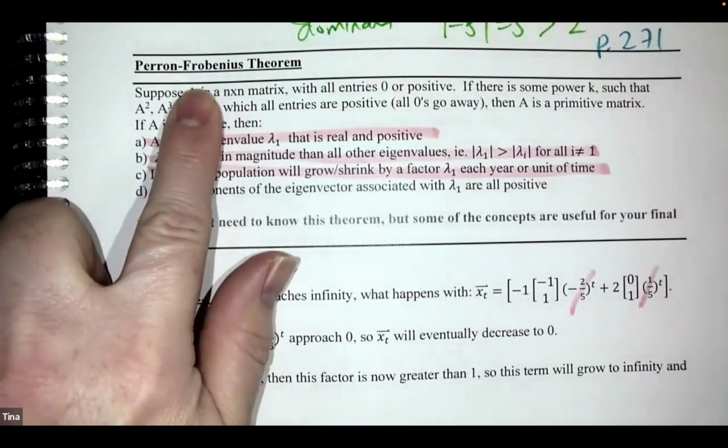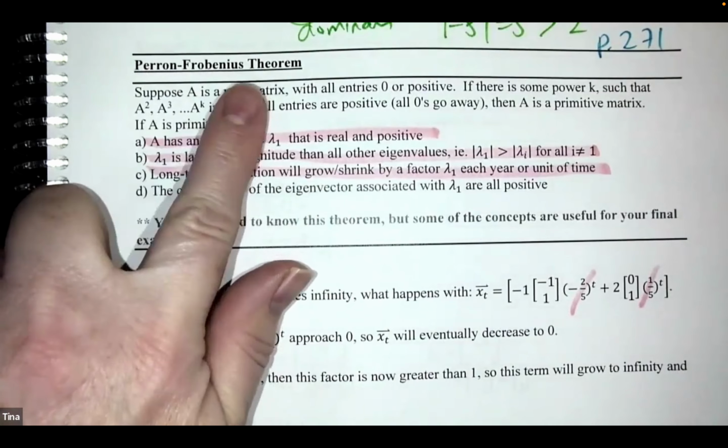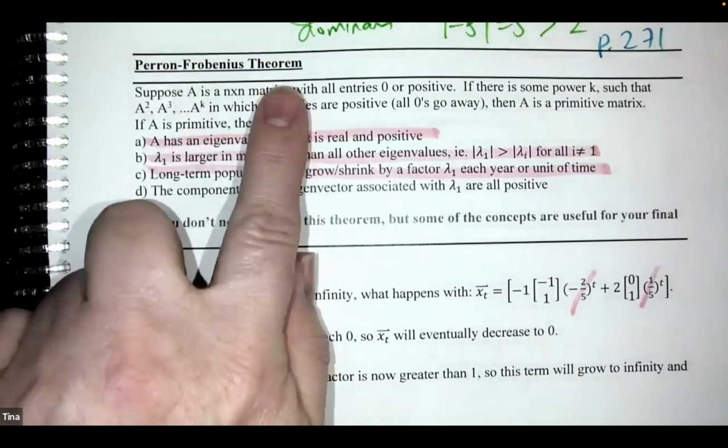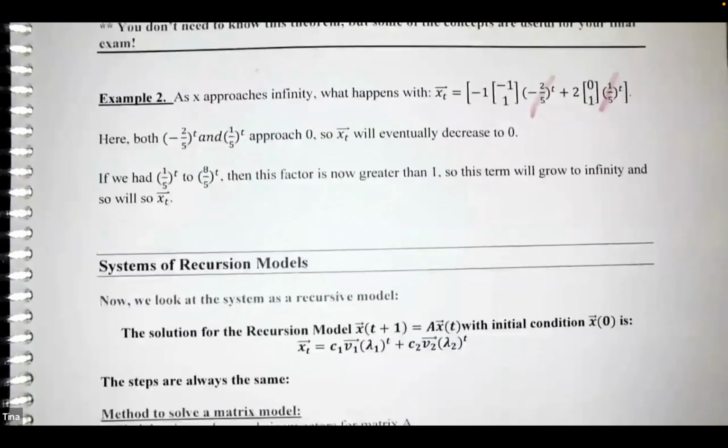Perron-Frobenius? I'm not sure. I don't actually know. It used to be called the Perron theorem, and then they added this to it. So yeah, I still call it the Perron theorem. Yeah, that's funny.